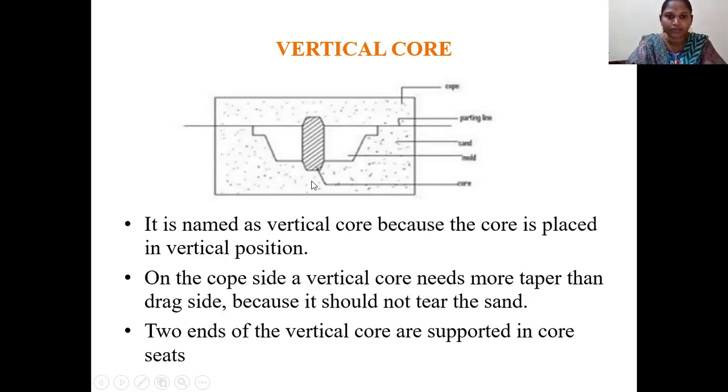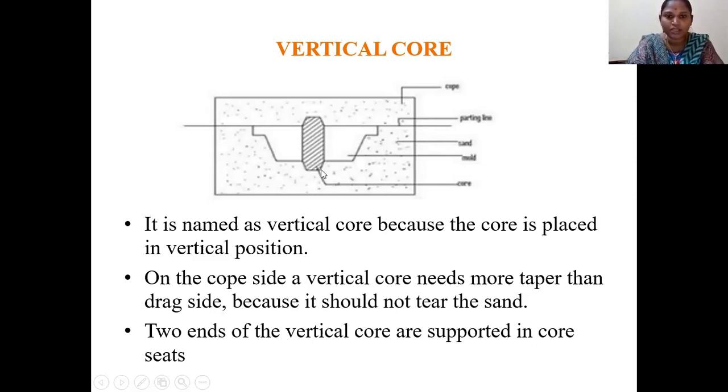This part, what you're seeing, is the smallest portion of the core which is in the cope side, and in the drag side, what you can see here, the core seat is very small compared to the cope side. The end on the cope side and the core seat on the drag side. This is the core seat. So this core seat is very small and this core seat is very large. And the taper section is very more in the drag side.